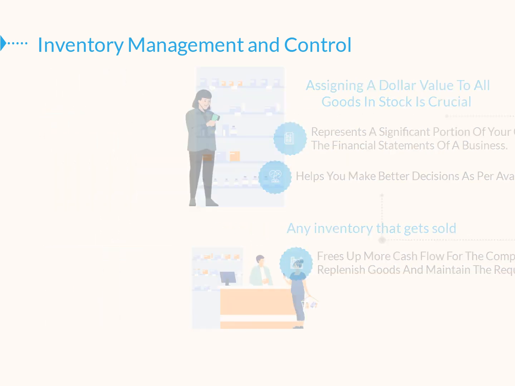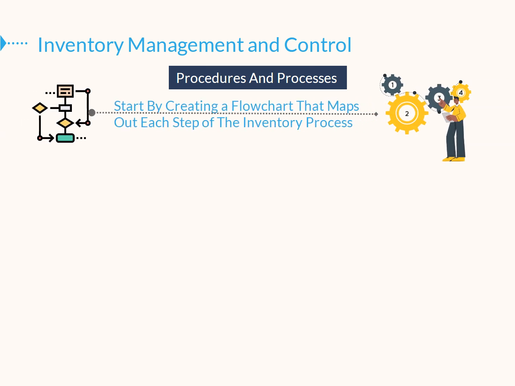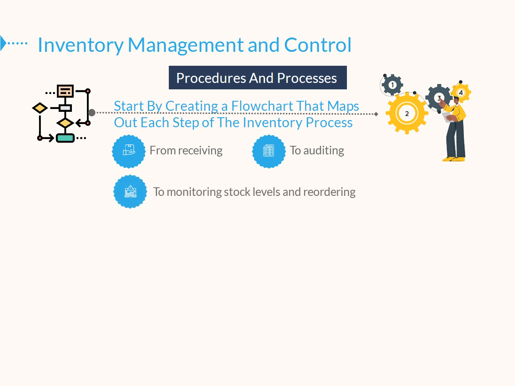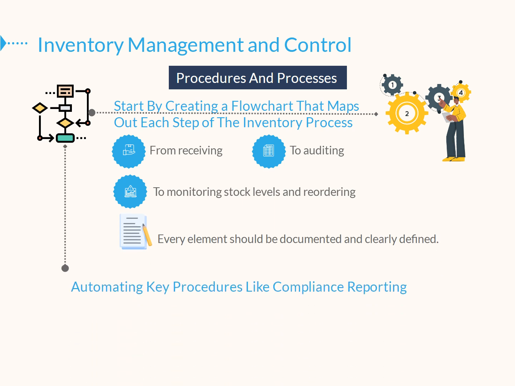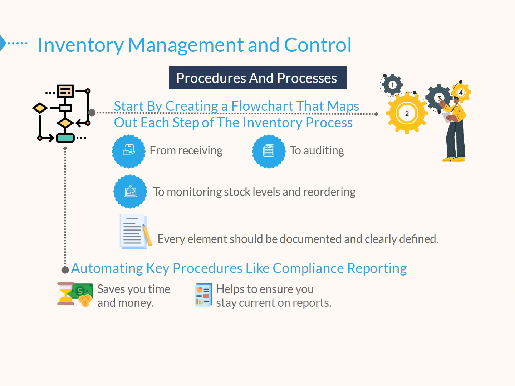Any inventory that gets sold frees up more cash flow for the company to replenish goods and maintain the required stock. As far as procedures and processes go, you'll want to start by creating a flow chart that maps out each step of the inventory process, from receiving to auditing to monitoring stock levels and reordering. Every element should be documented and clearly defined. Additionally, automating key procedures like compliance reporting will not only save you time and money, but will help ensure you stay current on reports and avoid any compliance infractions.